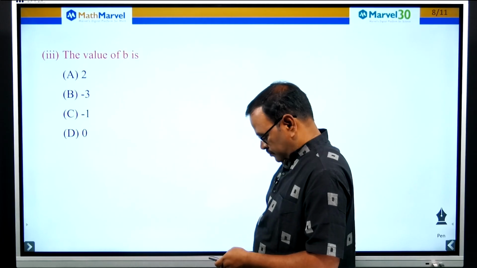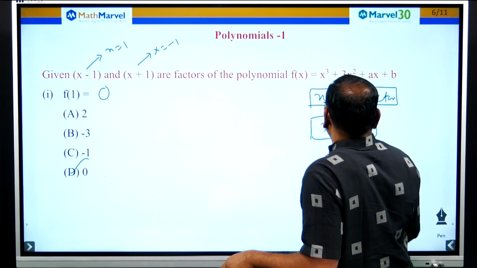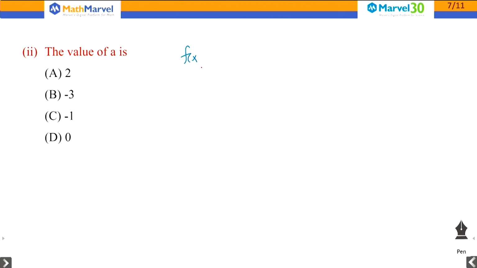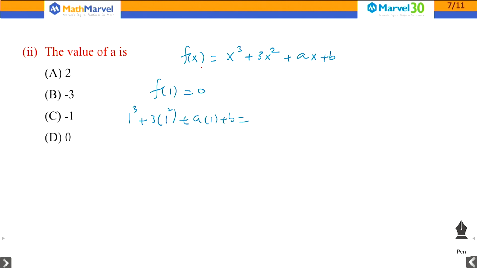For that first, x cube plus 3x square plus ax plus b. X minus 1 is a factor, so f of 1 equal to 0. What is f of 1? Put x equal to 1 here. 1 cube plus 3 into 1 square plus a into 1 plus b equal to 0. 1 plus 3 plus a plus b equal to 0, a plus b equal to minus 4.